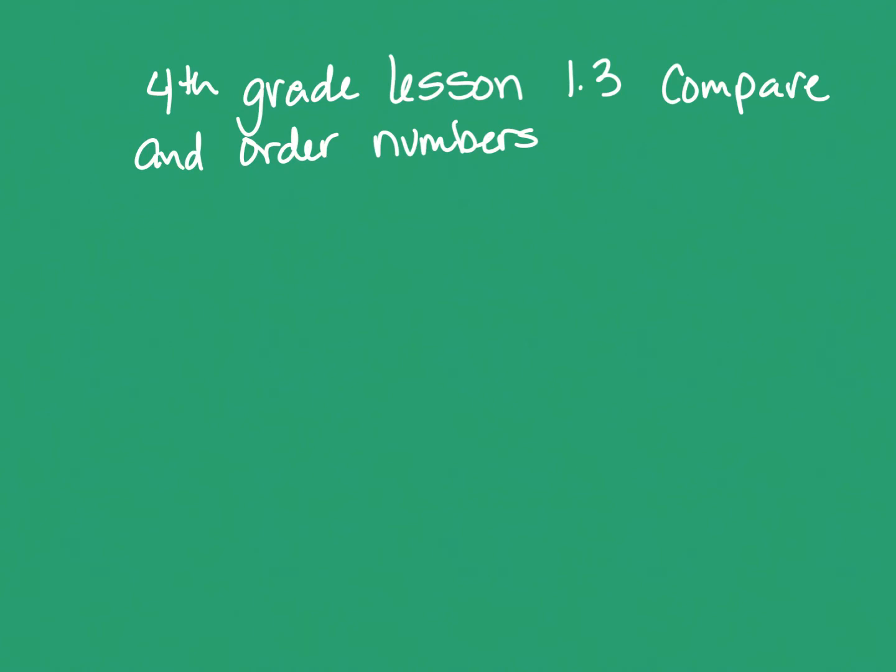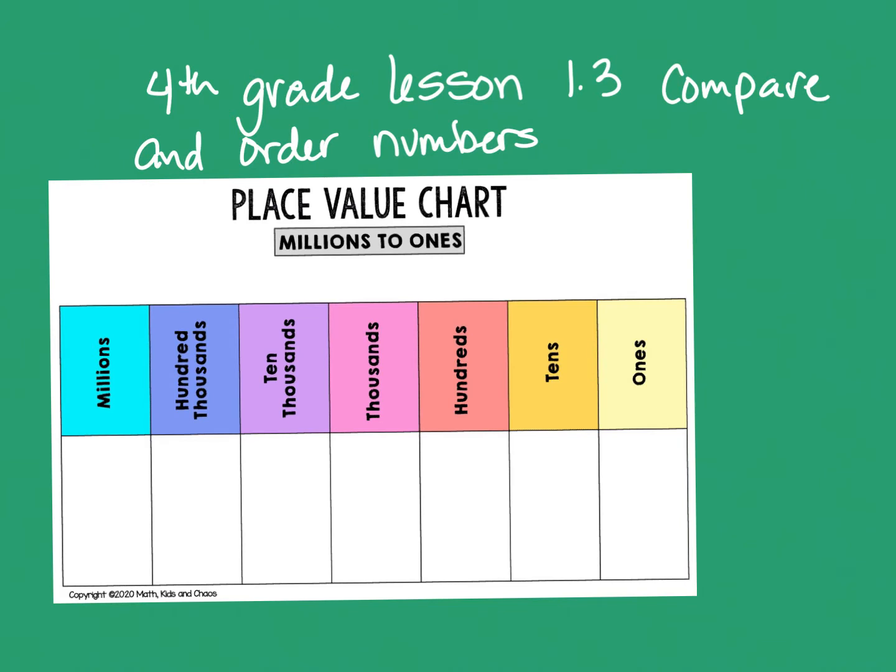Fourth grade. Lesson 1.3 is compare and order numbers. And so since we've covered the place values and how large those numbers are, now we recognize just how big these numbers get as you move from place to place. And we modeled that in lesson 1.1.